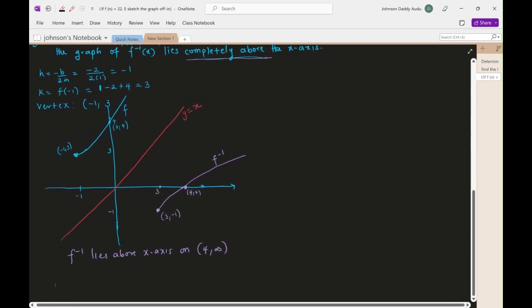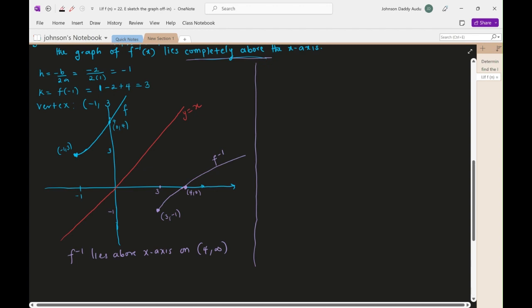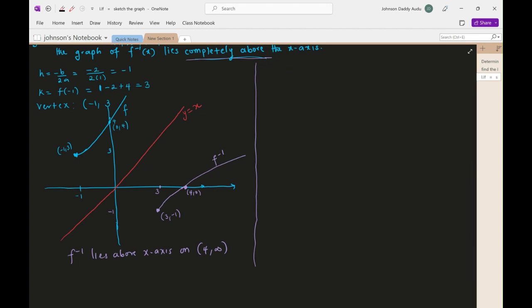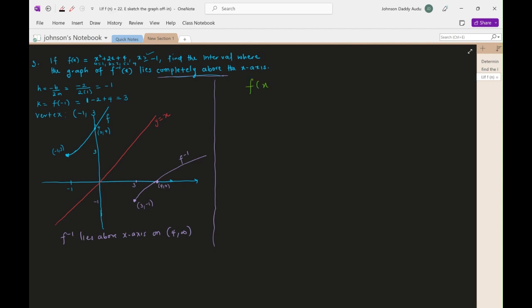Now, let's assume you don't like this one. There is another way we can do it without even graphing. So let's do this same question without graphing. We can just go directly and look for the inverse. Remember, this is the function x squared plus 2x plus 4, and we have x is greater than or equal to minus 1. So let's get the inverse.